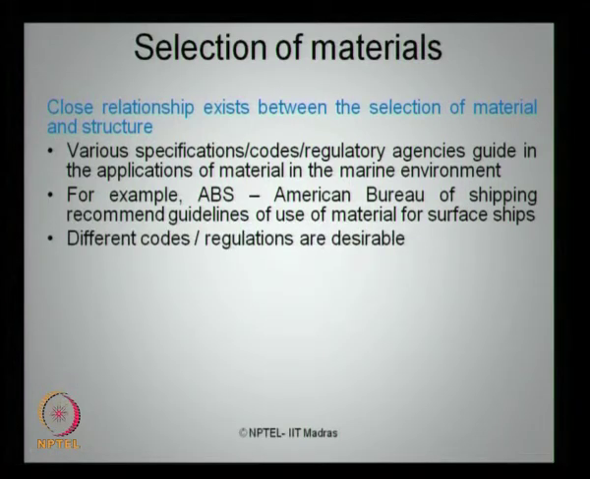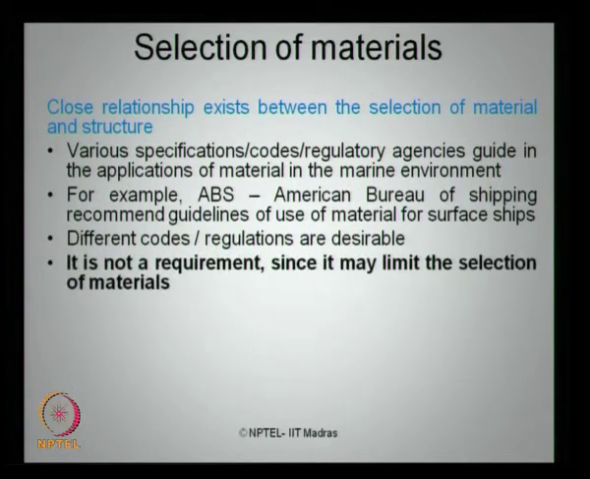Different codes and regulations are also desirable. Instead of following a single code, we must go for the different codes and regulations available. It is not a requirement to follow one code, since it may limit the selection of material. If you go for only one specific code, then the material recommended by this code becomes mandatory for us to use in the marine environment. So it is not always mandatory to follow only one exclusive code, but different varieties of codes suggest different methodologies by which you can select the material for the marine environment.